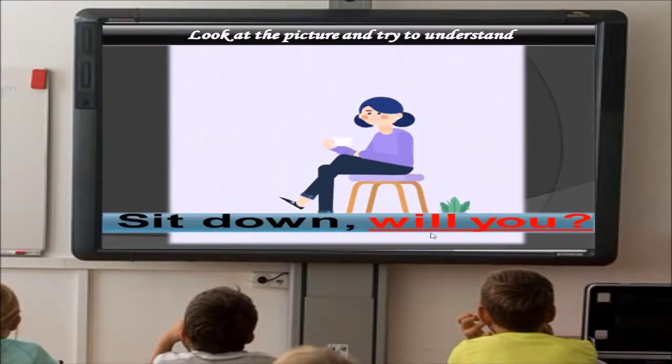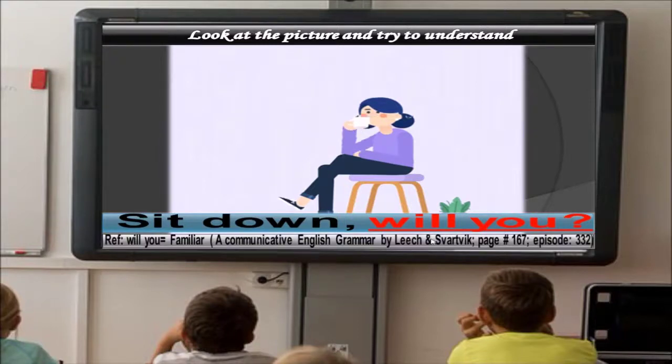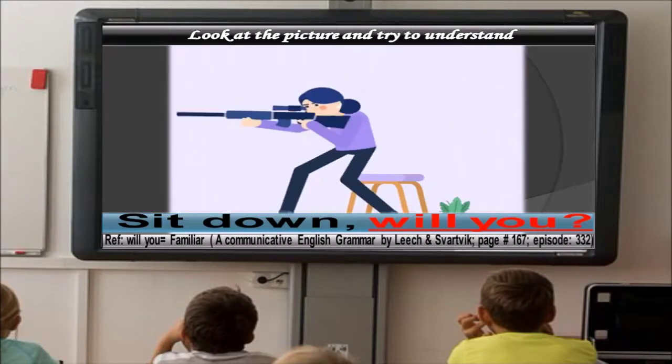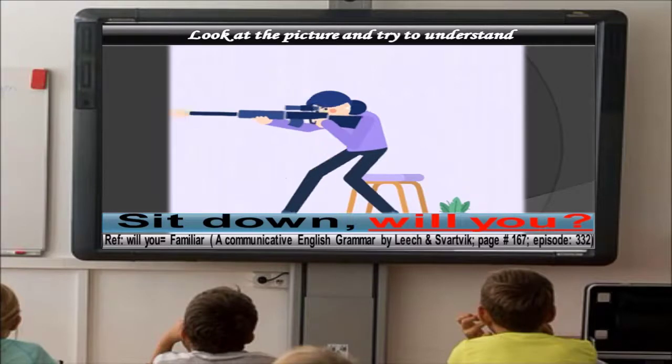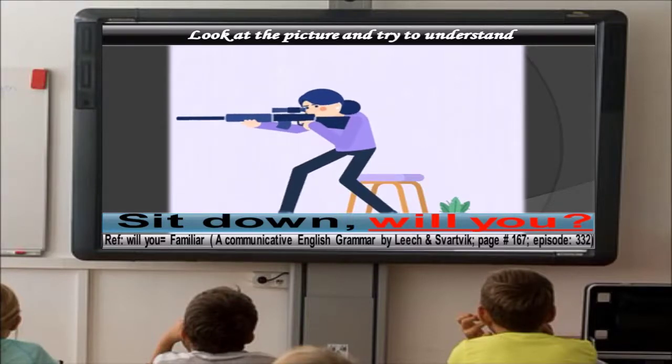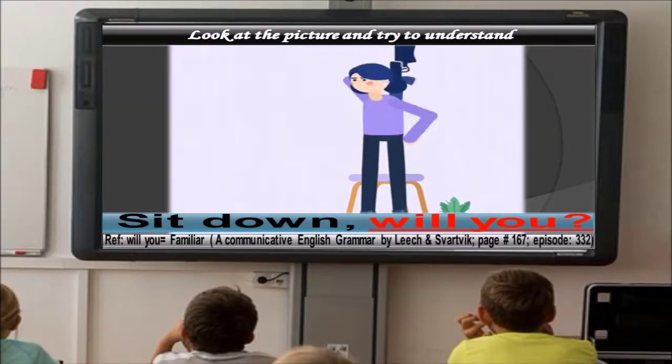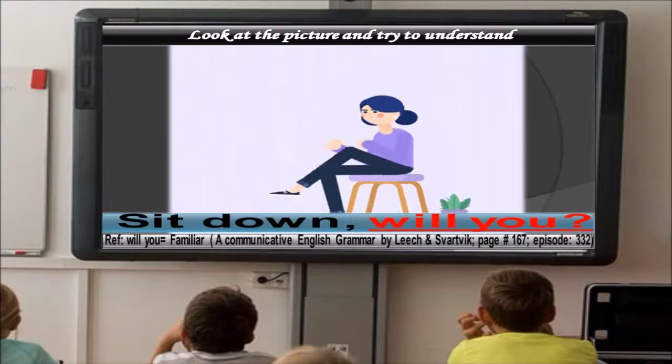Look at the picture and try to understand. Sit down. Will you? Reference. Will you equal familiar. Reference. A communicative English grammar by Leech and Svartvik. Page number 167, section 332. Got it?